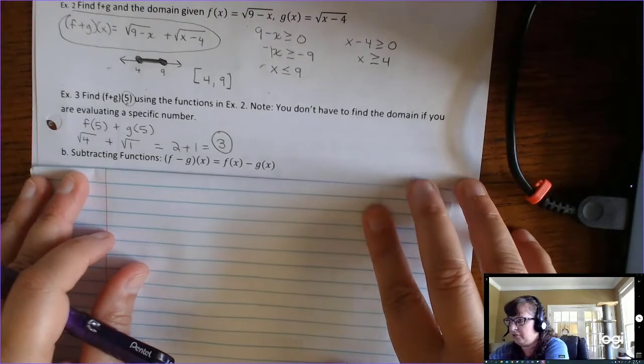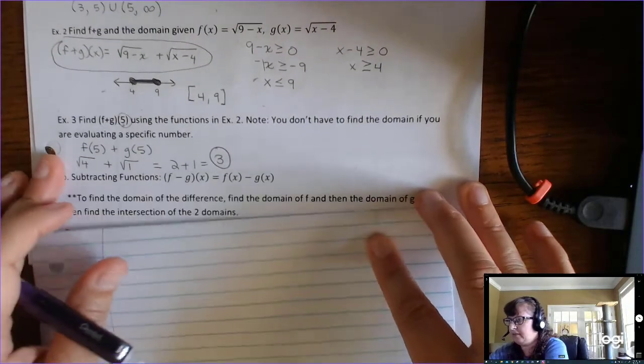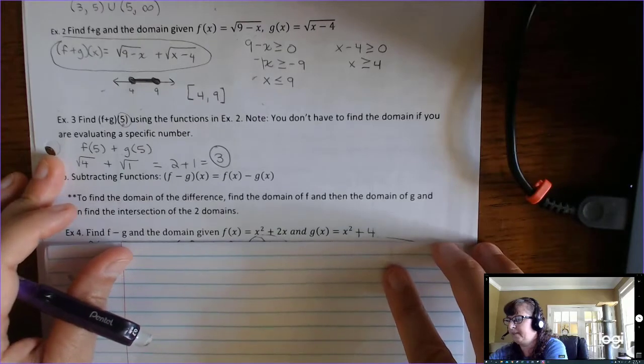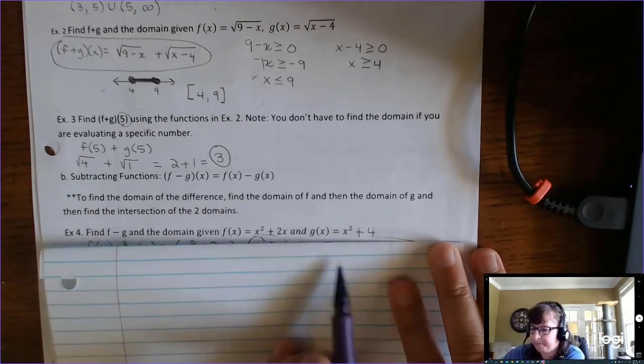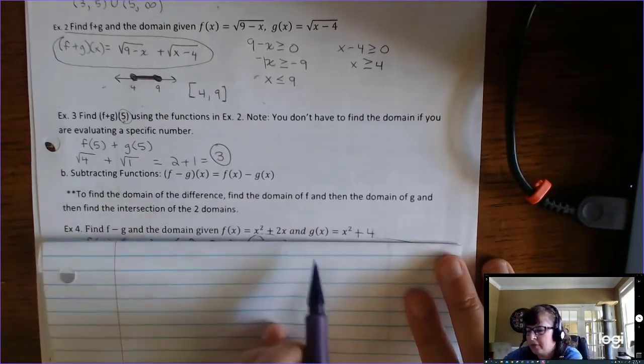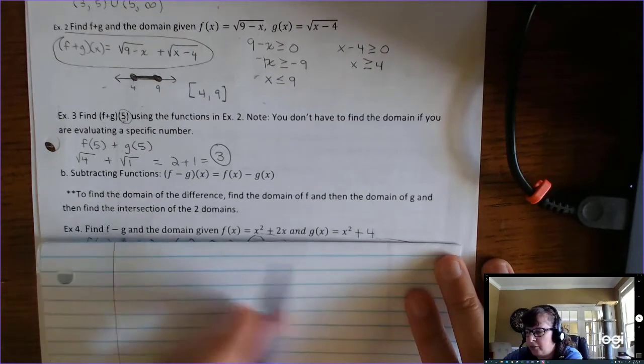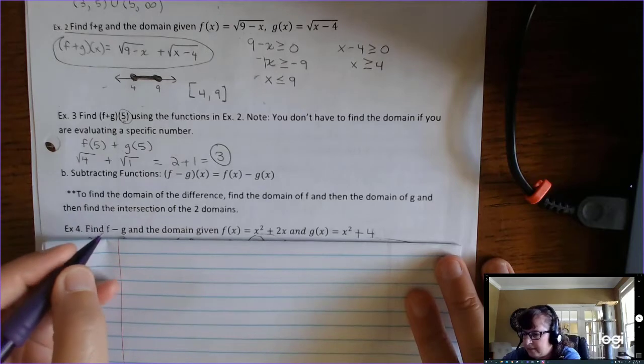Remember, f minus g of x is f of x minus g of x, and here is our example. I've changed this problem that you might have on your notes to g of x is x squared plus 4, and I'll show you why. This is a major error.